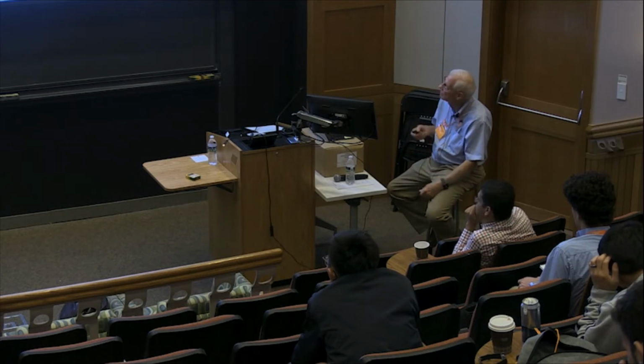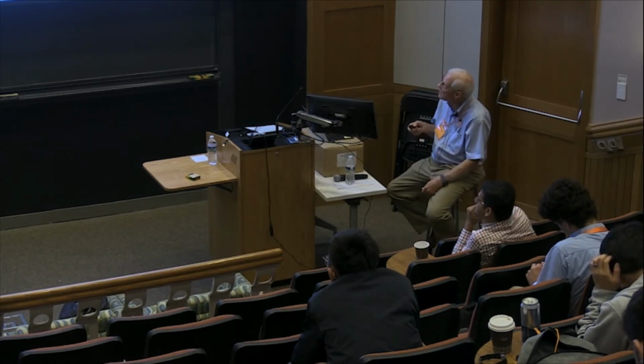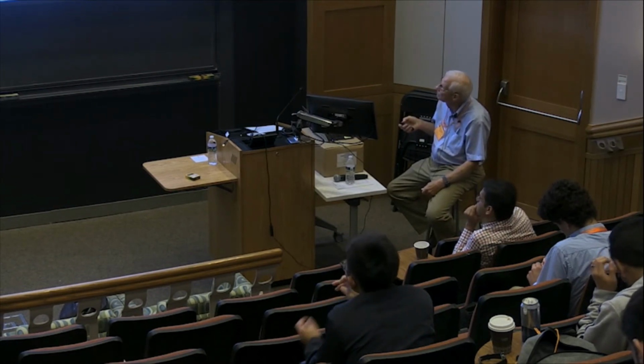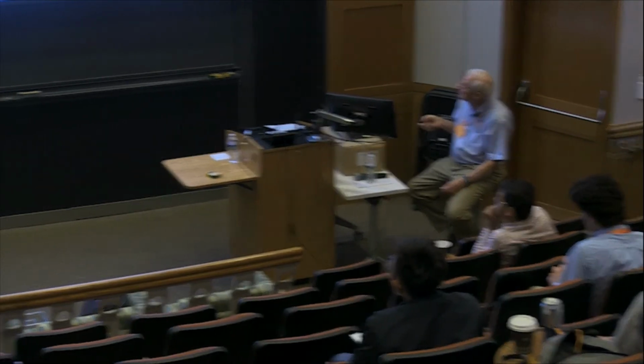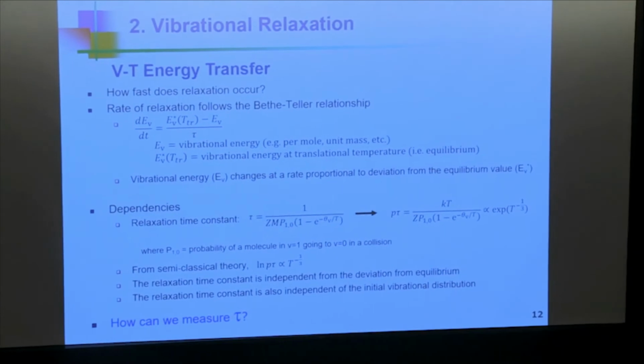How do you measure it? Because it can't be calculated. Well, people try to calculate it, but it's usually better measured. So this time tau here is derived by some other people using what's called semi-classical theory.